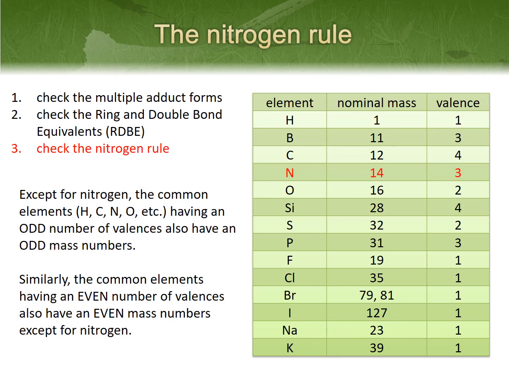Hydrogen has an odd mass number and an odd valence. Boron also has an odd mass number and an odd valence. Carbon has an even mass number and an even valence. But nitrogen has an even mass number and an odd valence. The other elements also obey the nitrogen rule.